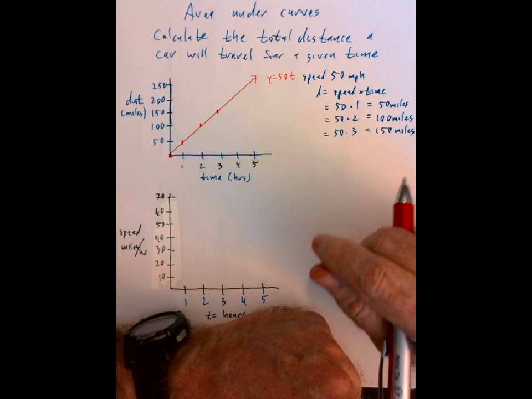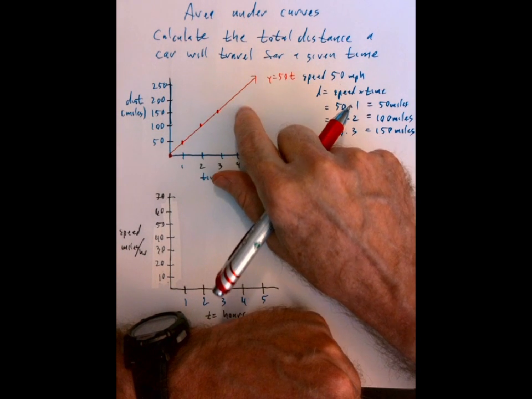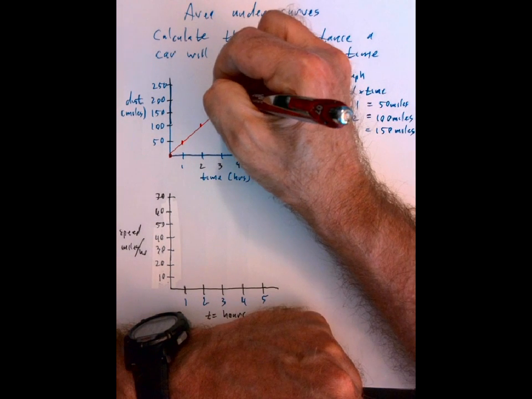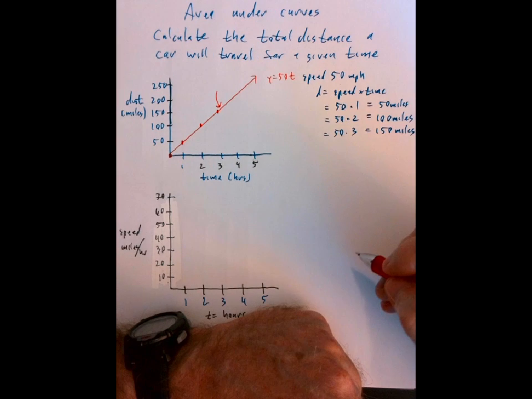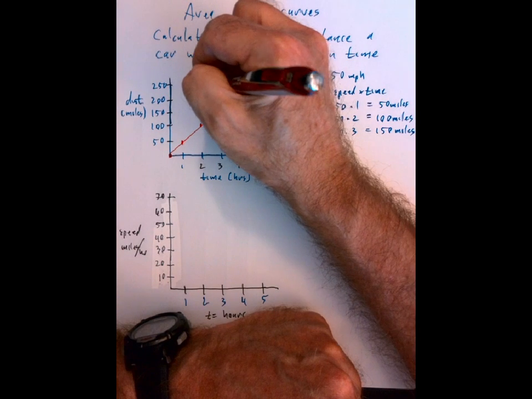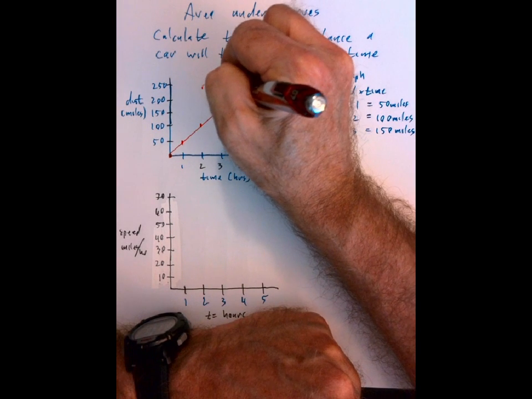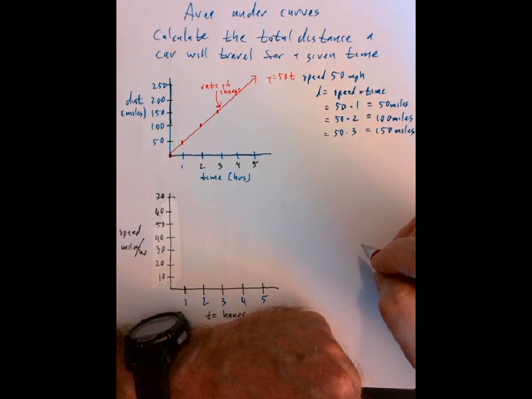And then we spent some time thinking about this. We said, okay, the slope of this function, the slope of this curve, that's the rate of change. And the speed, that's the rate of change. That's what the speed is, right?